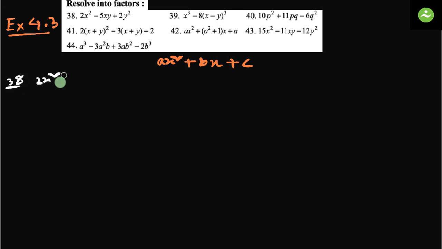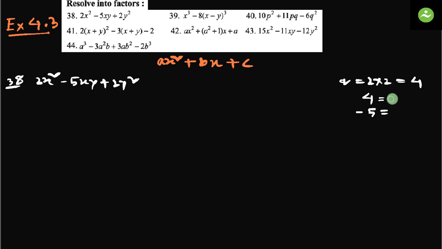2x squared minus 5xy plus 2y squared. What is the value of q? 2 into 2, so q equals 2 into 2 equals 4. Now we have to select factors of 4 so that the product is 4 and the sum is minus 5. What factors could be? The product is 4 and sum is minus 5.